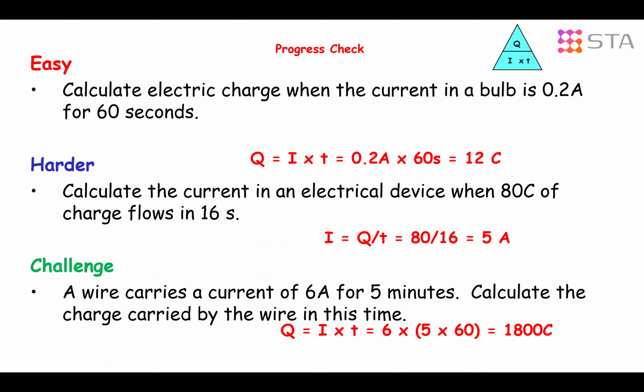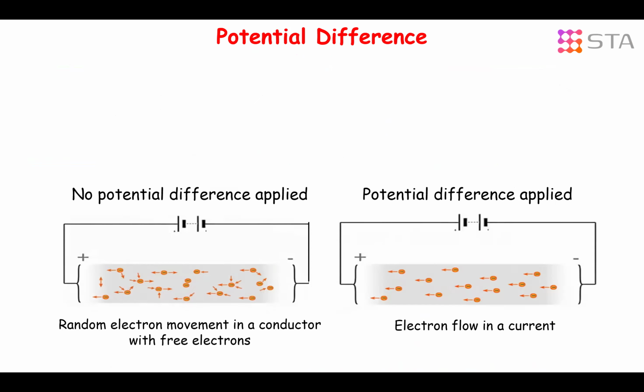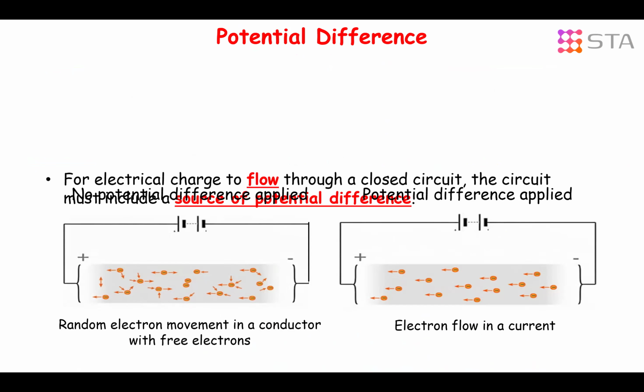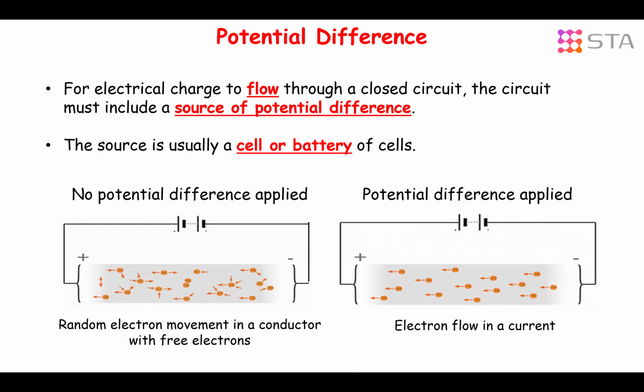Okay, let's move on. And let's now have a look at a very, very difficult concept of potential difference. Okay, P for potential difference, P for pizzas, if we go back to our old model. Now, for electric charge to flow through a closed circuit, the circuit must include a source of energy or a source of potential difference. And this source is a cell or battery of cells.